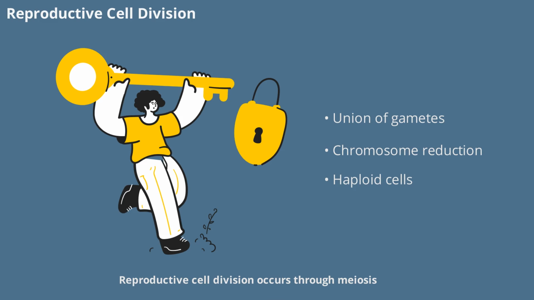Reproductive cell division occurs through meiosis, resulting from the union of two gametes produced by each parent. Meiosis reduces the chromosome number by half, producing haploid cells. This process is essential for sexual reproduction, ensuring genetic diversity and continuity across generations.